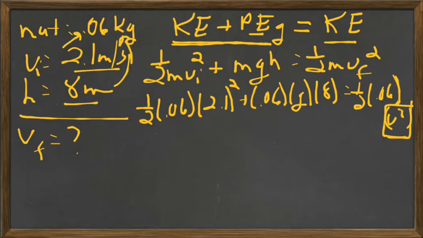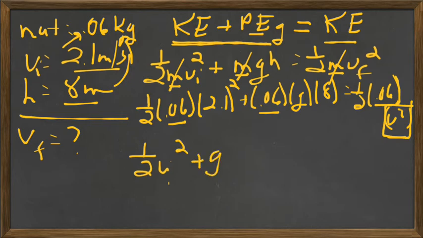Now some people might have looked at the formulas up here and said, you know, I've got a mass, mass, mass, and it's all the same mass, 0.06, 0.06, 0.06. Can I do this? Yes, you can. I could have shortcut this particular process and done 1/2 initial velocity squared plus gh is 1/2 final velocity squared.